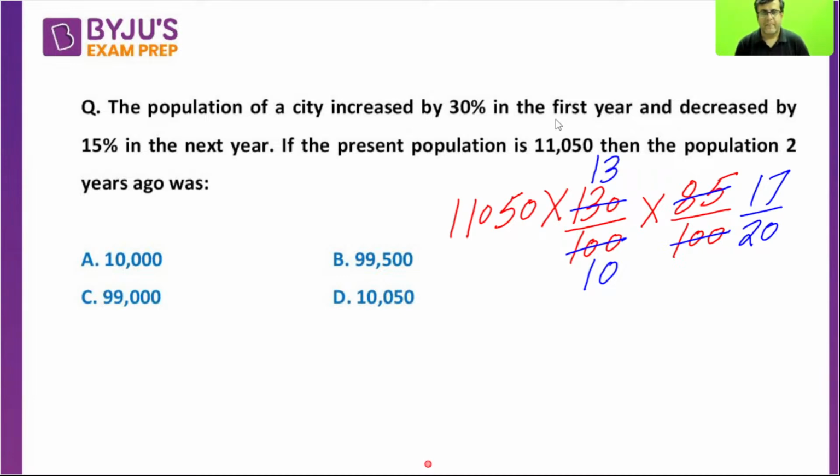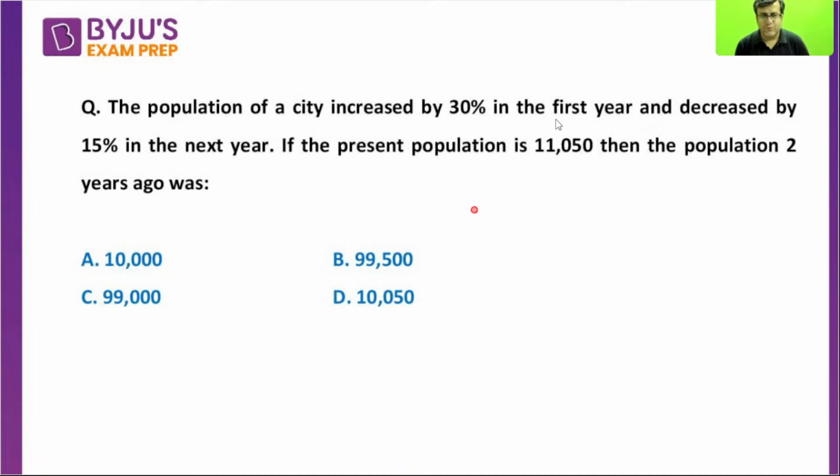Yes, of course, because population of city increased by 30% in first year, decreased by 15% next year. Present population is this one. Find the population after 2 years. 2 years ago, let population was n.